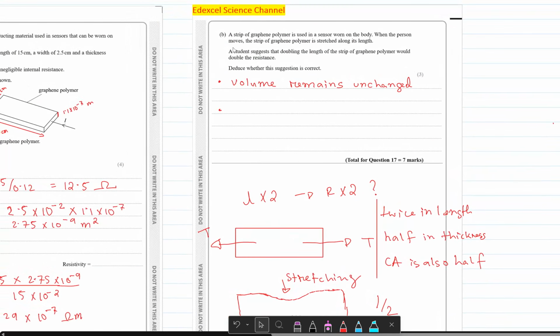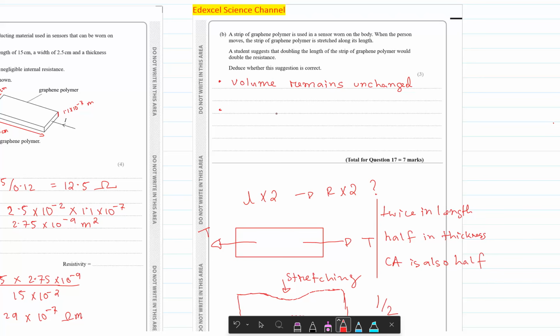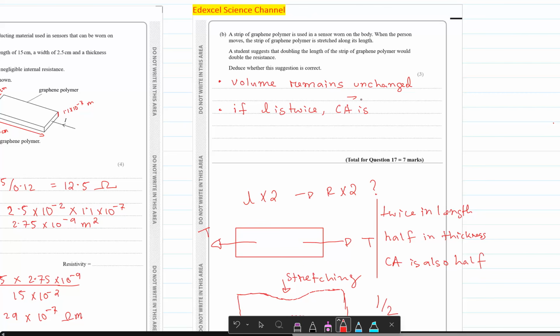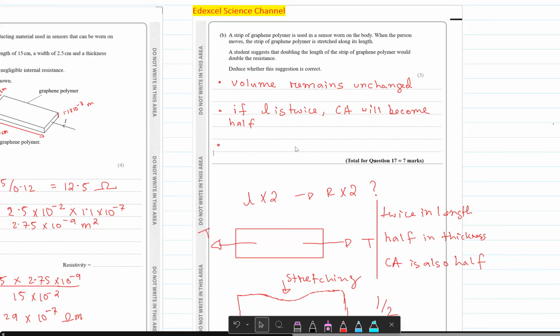Let's now answer it. So I am going to write that if length is twice, cross-sectional area is going to be half. Okay. Now our final point. So we now understand that the volume is unchanged and the cross-sectional area will become half. But how does that translate into resistance?